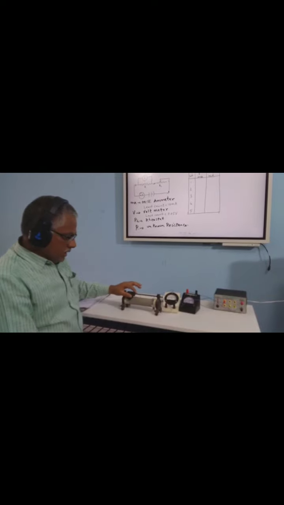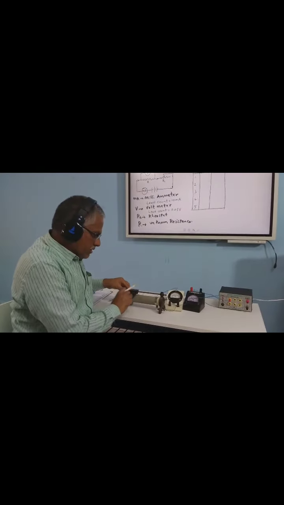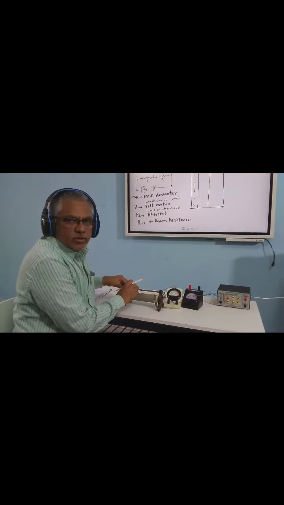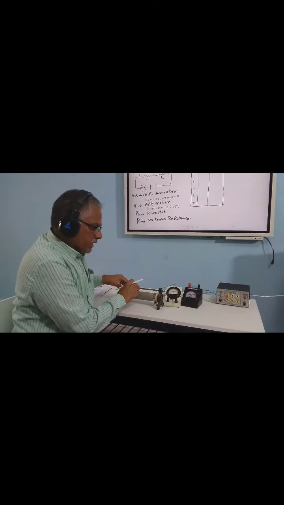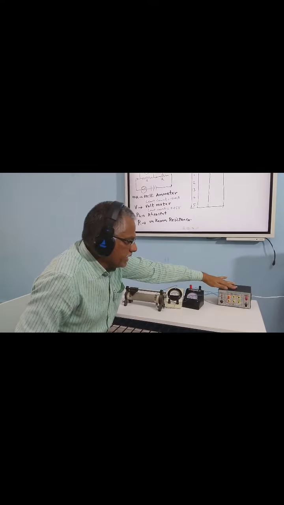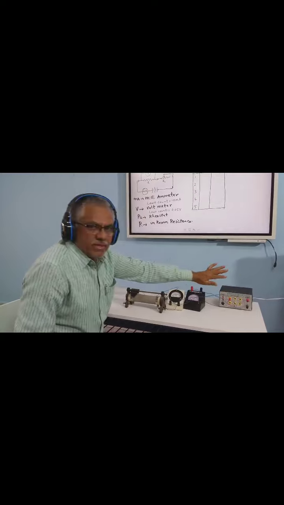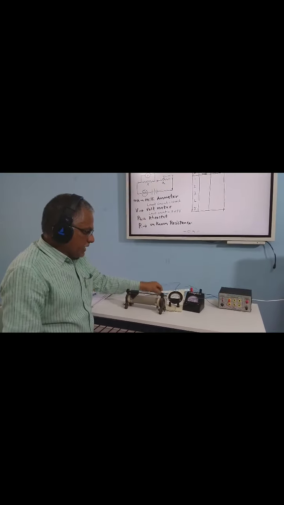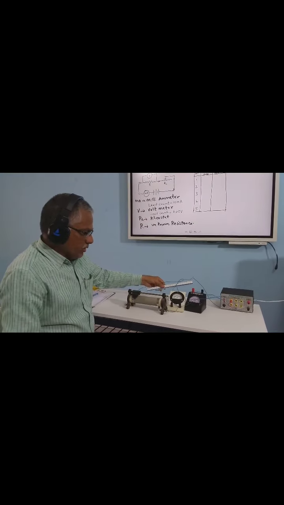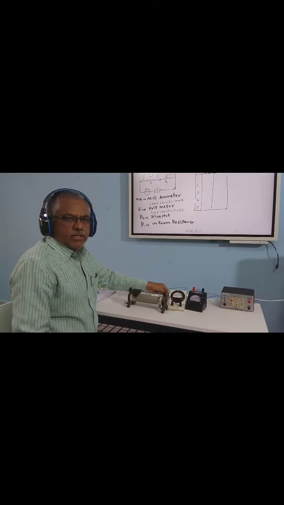Here is the rheostat, which is also a variable resistor. We can change the resistance in the circuit and the current also changes accordingly. And here is the battery eliminator, which gives the power supply to the circuit. And here is the unknown resistance, which we are going to find out using Ohm's law.